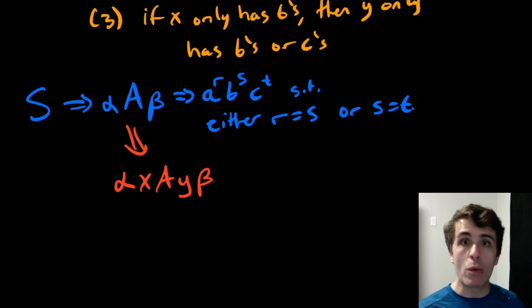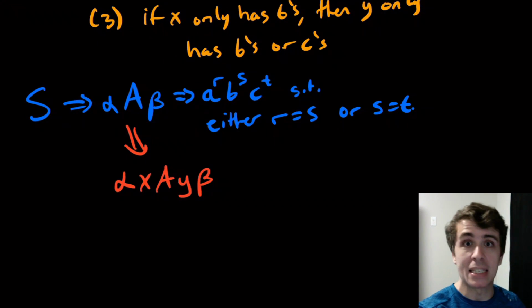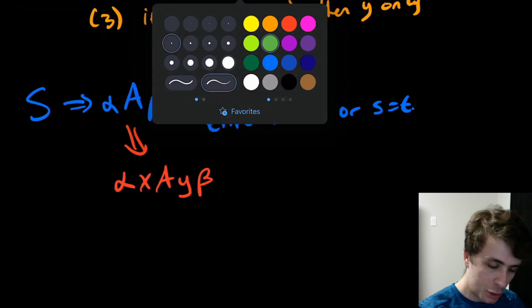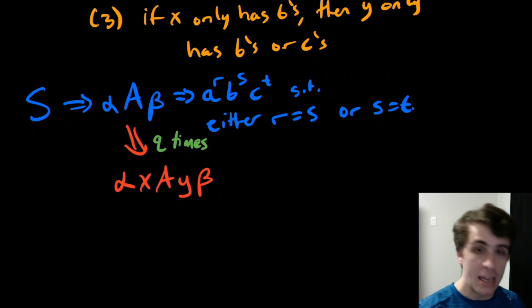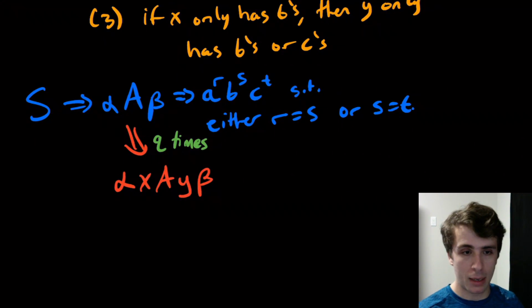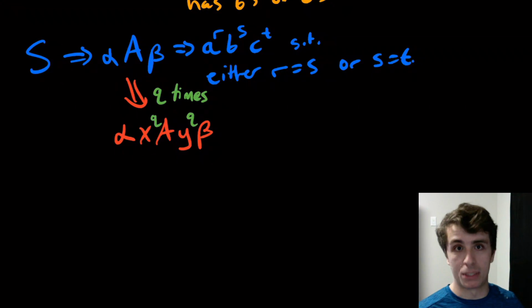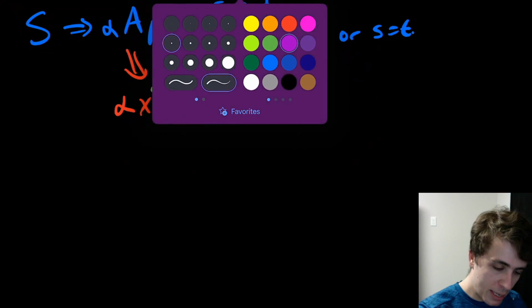And notice that we can apply this step over and over as many times as we want, because we still have the variable A right here. So let's say that we apply this Q times for some integer Q. What we're going to get is X Q times and Y Q times. So let's see what we get here.